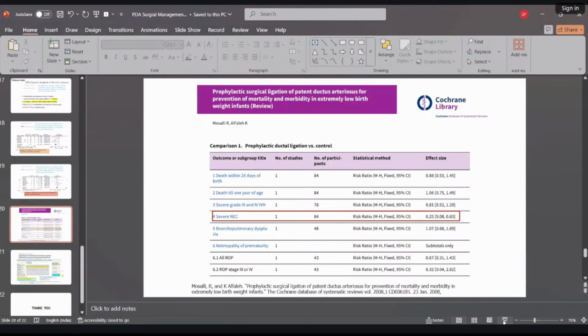The next study was on prophylactic surgical ligation of the patent ductus arteriosus for prevention of mortality and morbidity in extremely low birth weight infants. This is the Cochrane study. The outcomes are death within 28 days of life, death up to 1 year after surgery, grade 2, grade 3, grade 4 IVH, severe NEC, bronchopulmonary dysplasia, and retinopathy. Only one study is available for this.